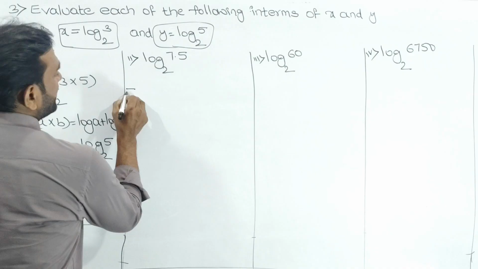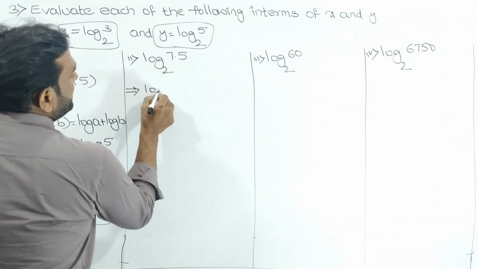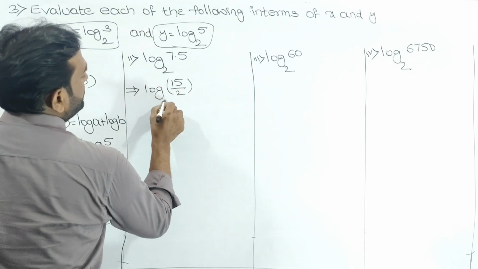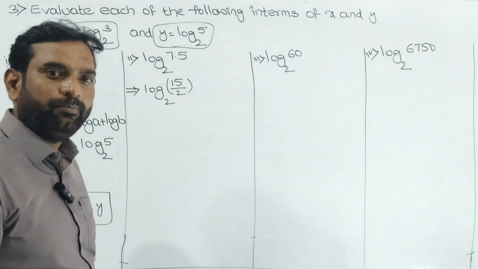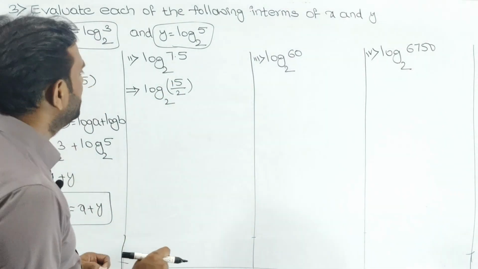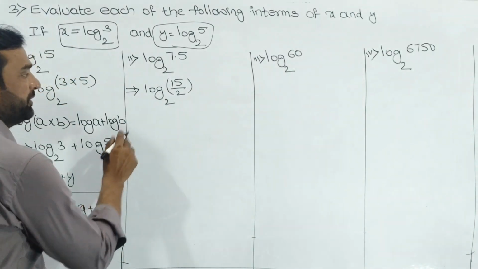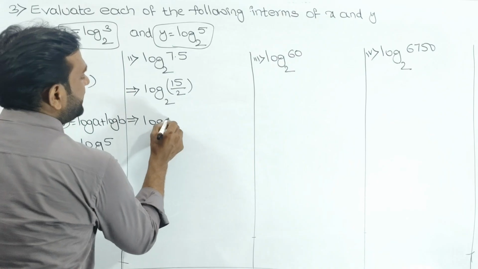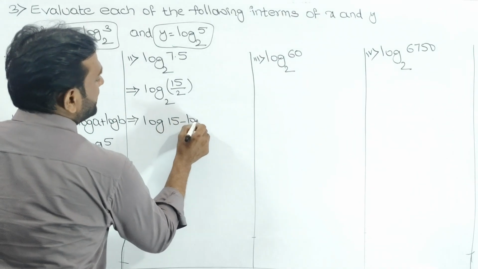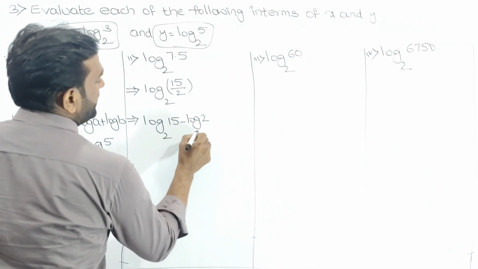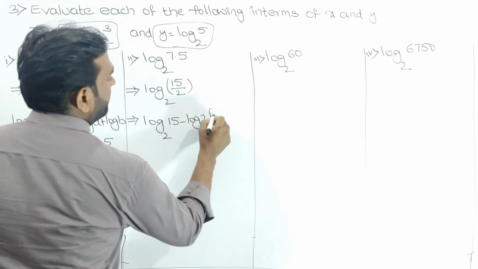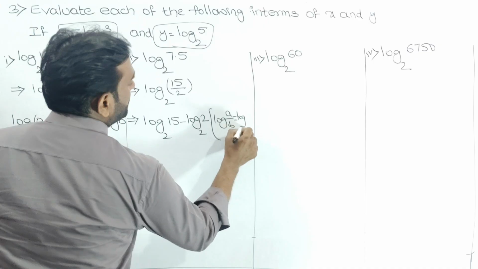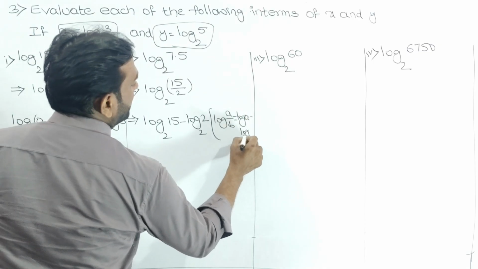Listen, 7.5 is nothing but 15 by 2, right? 15 by 2 base 2. So, log 7.5 can be written as log 15 by 2. It is like log a by b. Log a by b means log a minus log b, with base 2 as it is. By the log a by b formula, log a by b equals log a minus log b.